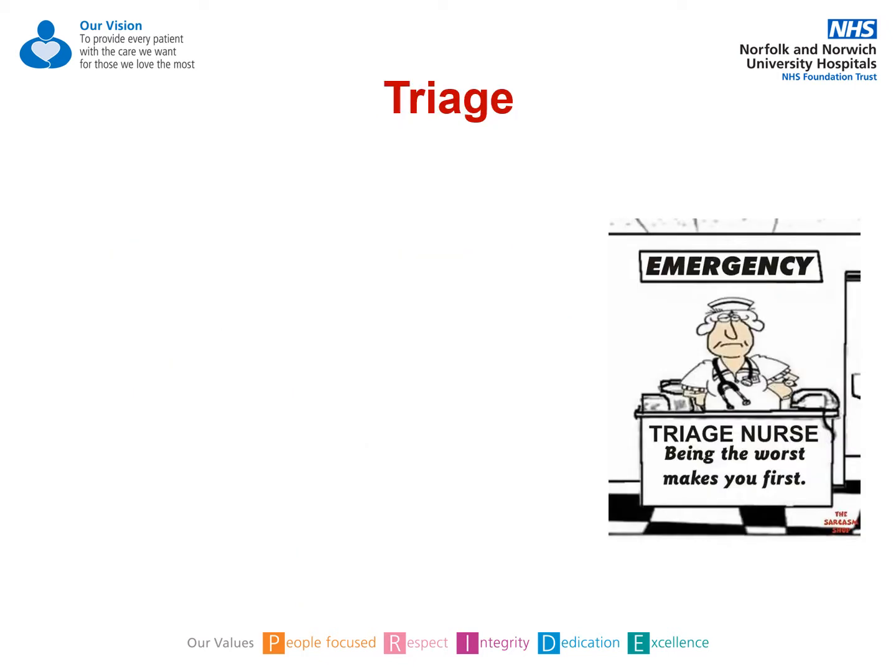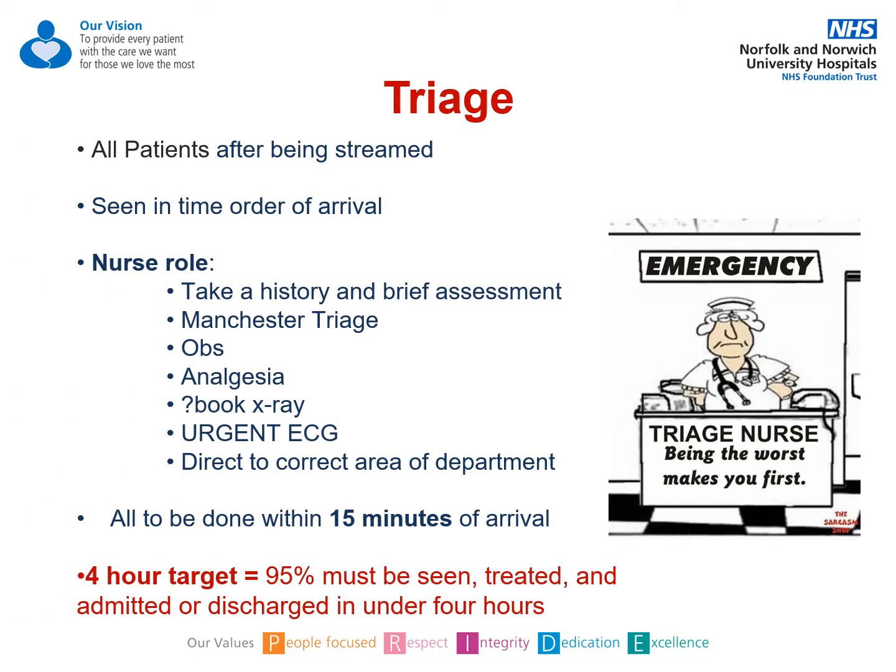So after that streaming, they will go and see the triage nurse, which many of you might have heard of before. There's a couple of different areas in our A&E for triage. One of them will be in the main department or majors. One is in minors, there's one in CHED, and there will be roughly a triage nurse in resus as well. So wherever that streaming nurse decides to send each patient, they will then see the most appropriate triage nurse.